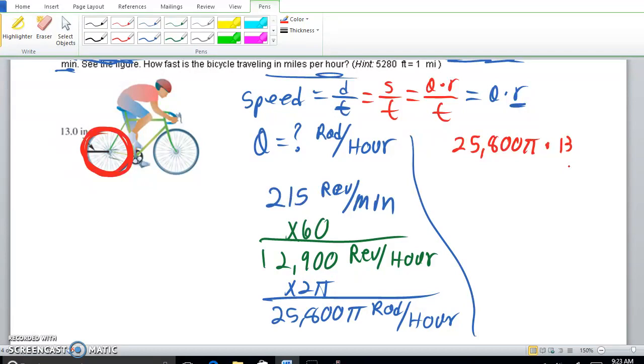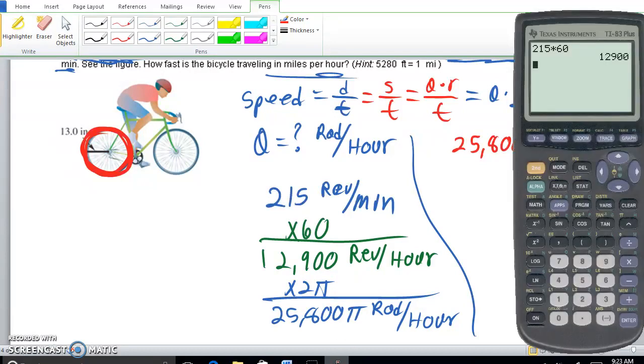So let's see. I'm going to go ahead and take 25,800 and multiply that by 13. So times 13. So that gives us, and if I want to, I can go ahead and do pi now, or I can leave it as pi. I guess I'll go ahead and apply pi to it. So let's see, times the pi part. Okay, so this is going to be a big number.